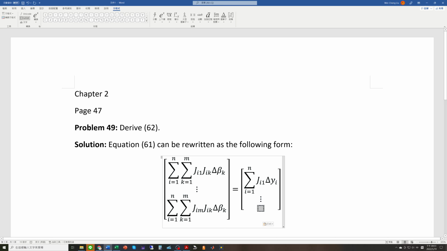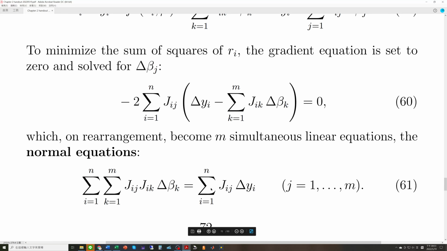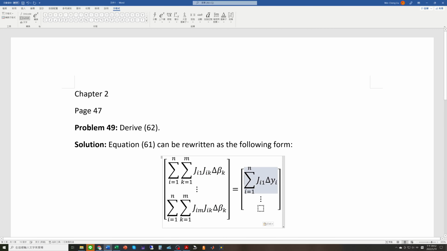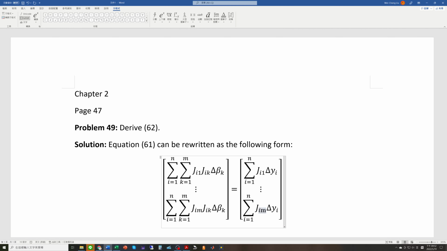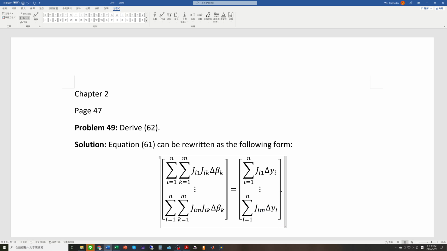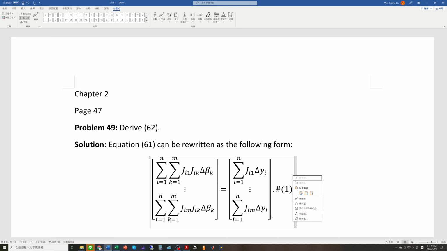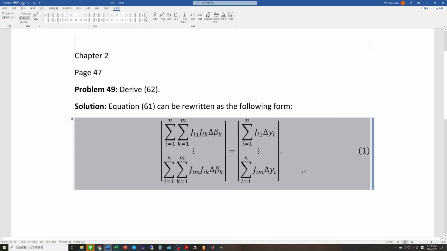And what is the last element? Okay, last element should be summation i is equal to 1 to n, capital Jij delta yi, where j is equal to m. So I only need to copy the first element and paste here and change this index 1 to m. Okay, and make it italic. Okay, so this is equation 1. Okay, good.